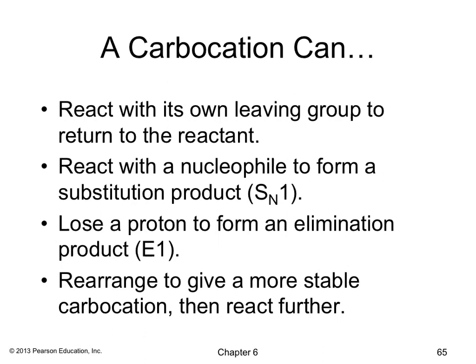A carbocation can, one, react with its own leaving group to return to the reactant; two, react with a nucleophile to form a substitution product, SN1; three, lose a proton to form an elimination product, E1; and four, rearrange to give a more stable carbocation, then react further.